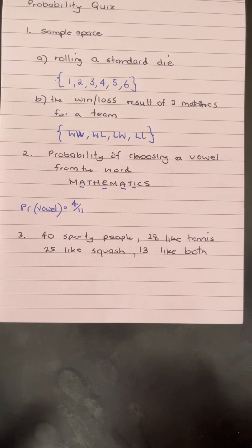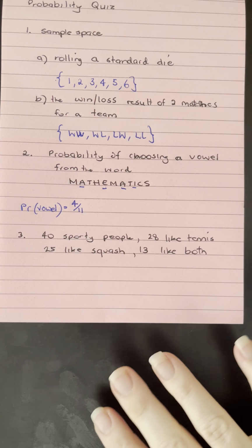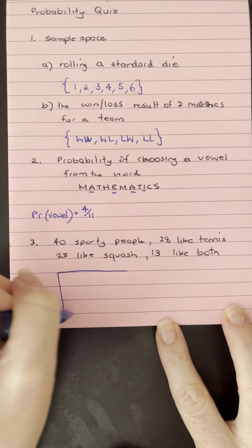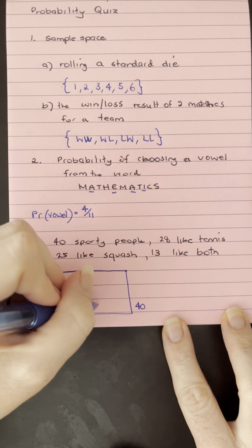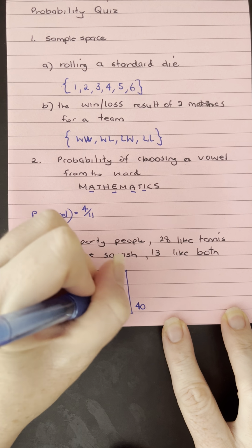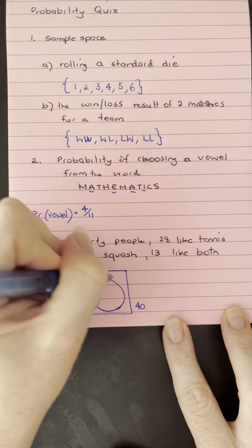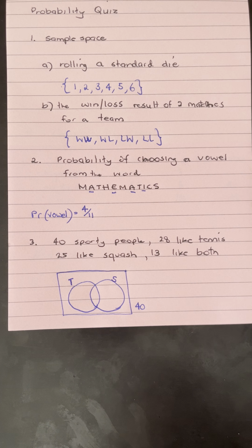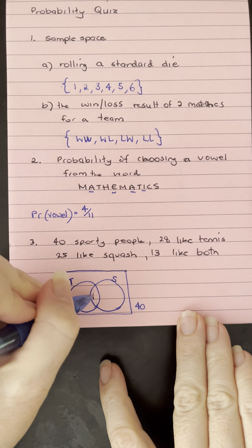The next one's looking at constructing a Venn diagram from this information, and there's a couple of questions on the next page regarding it. So we know there's 40 people altogether, and so we draw our box, we put our 40 outside. Then we have our two circles, and we know that the two sports we have are tennis and squash. So I'm going to use a T for tennis and an S for squash. And we're told how many of each, and we're told 13 like both. So I'm going to put my 13 in straight away.